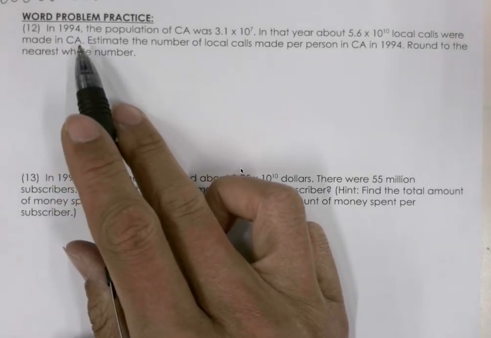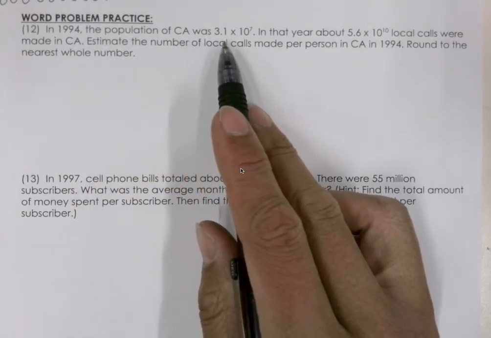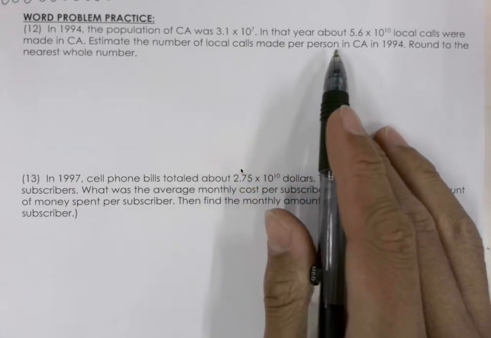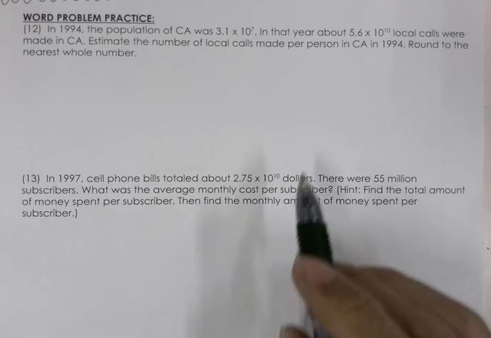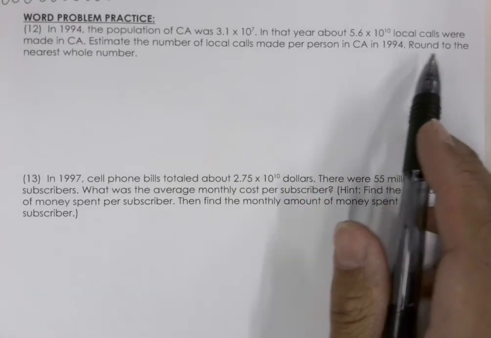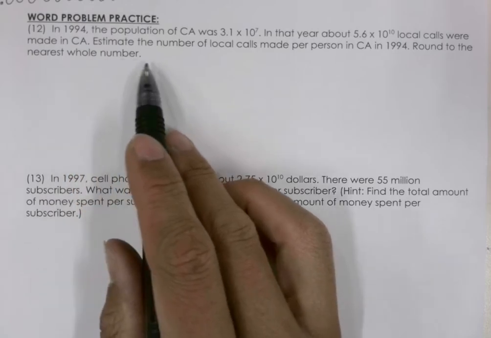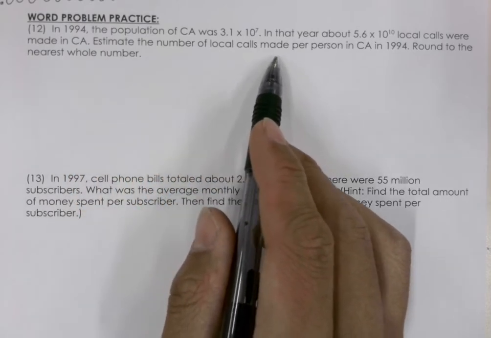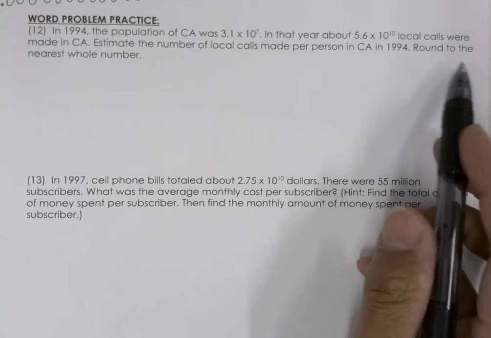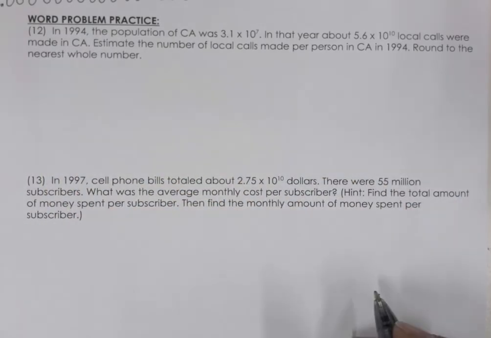In 1994, the population of California was 3.1 times 10 to the 7th power. In that year, about 5.6 times 10 to the 10 local calls were made in California. Estimate the number of local calls made per person in California in 1994. Round to the nearest whole number.